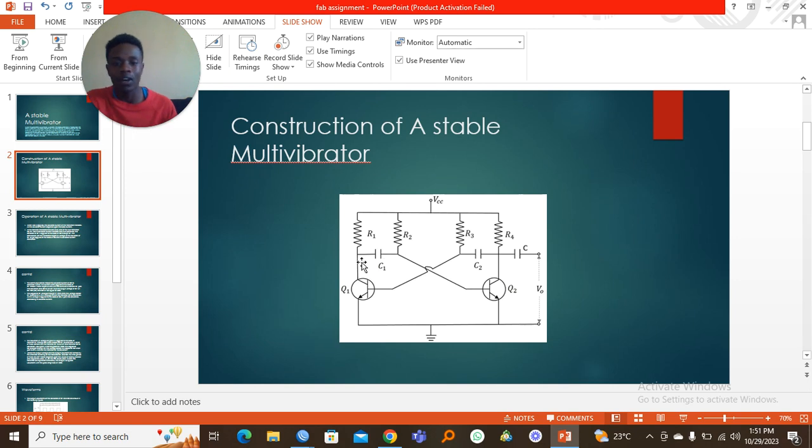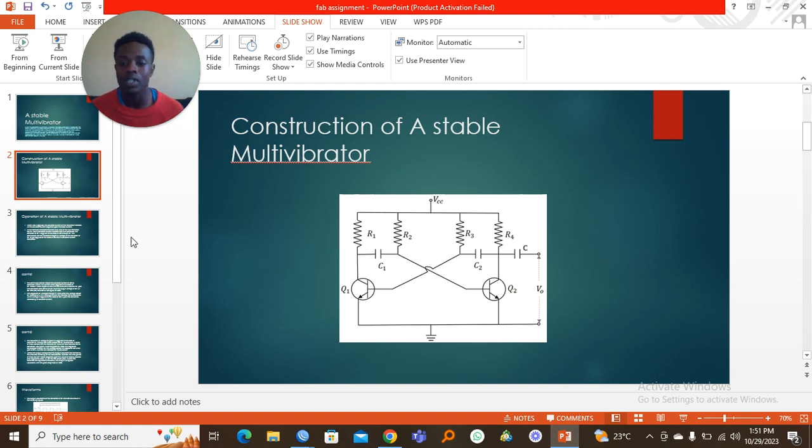We have capacitor C1 connected to the base of transistor Q2, and capacitor C2 and R3 connected to the base of transistor Q1. The emitters of both transistors are grounded. So R4 is the one that biases the collector current of transistor Q2, and R1 biases transistor Q1.